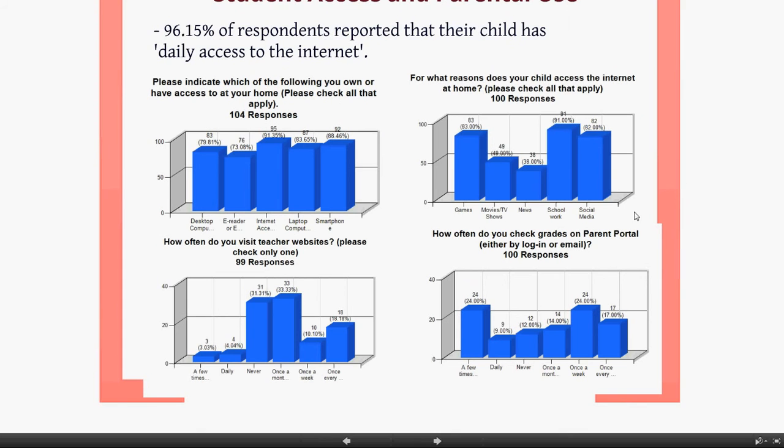Look at how often grades are checked on Parent Portal, and this one is all over. We've got anywhere from a few times a day to once every month. A few times a day, 24%, daily 9%, never 12%, once a month, once a week, and once every other week. So it's all over. So whether it's checking teacher websites or Parent Portal for looking at grades, there is no direct correlation with access to internet.